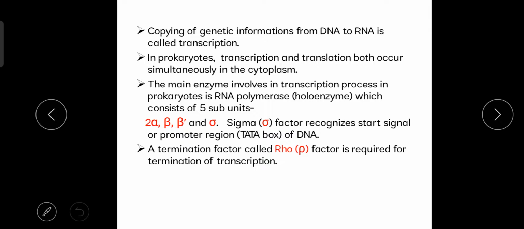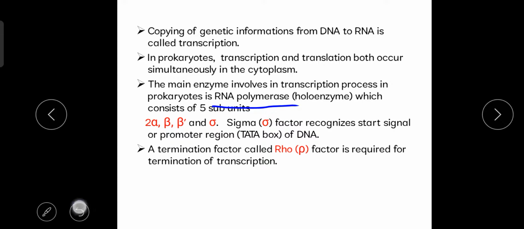The important enzyme involved in the transcription process in prokaryotes is the RNA polymerase. Remember, the important enzyme that is involved in transcription is called RNA polymerase. But what is the difference between eukaryotic RNA polymerase and prokaryotic RNA polymerase? Yes, it is in their constitution, that means in their components.